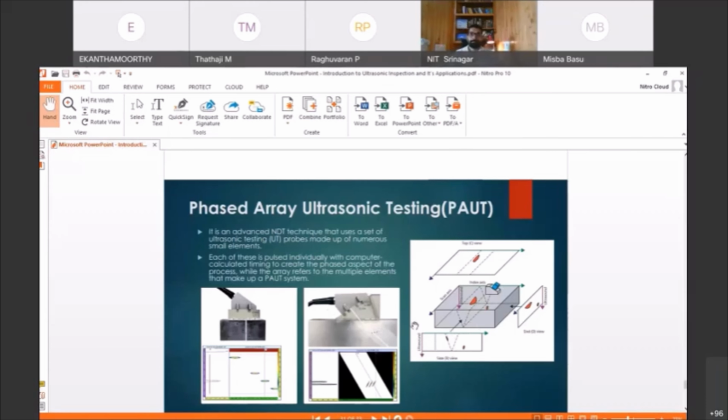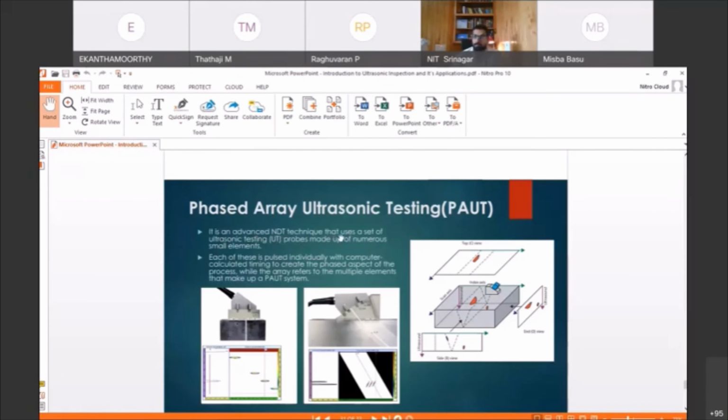So the main advantage is no need to use the individual angles, and it will provide real-time images. And one of the advantages, we will get confidence while interpreting the defects. We can see the orientation of the defect, how it is oriented, and we can measure the accuracy and sizing also, and real-time imaging.